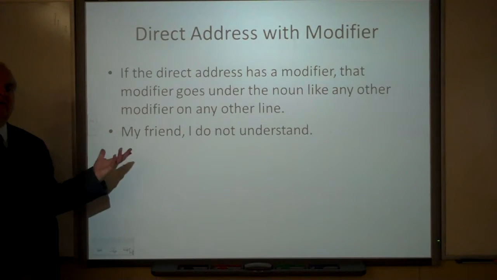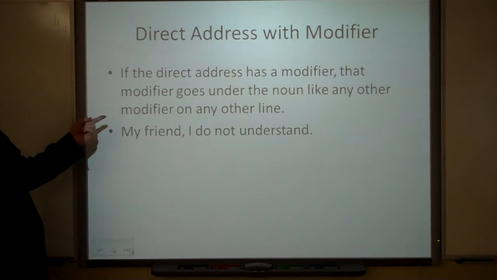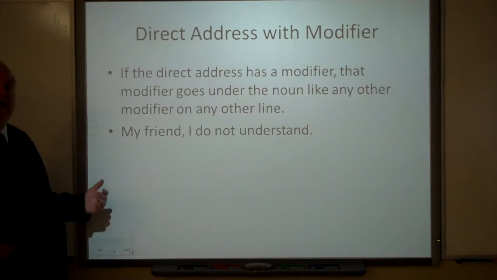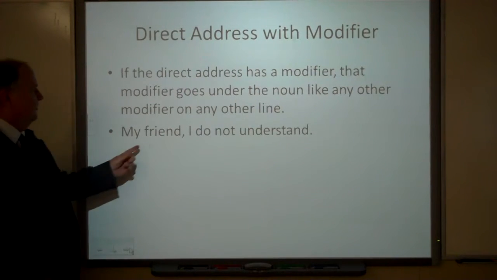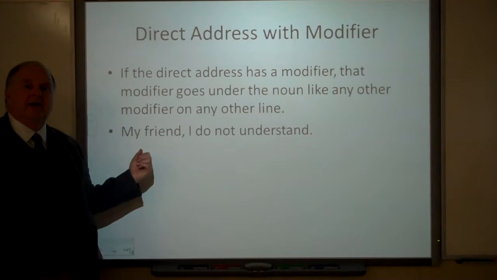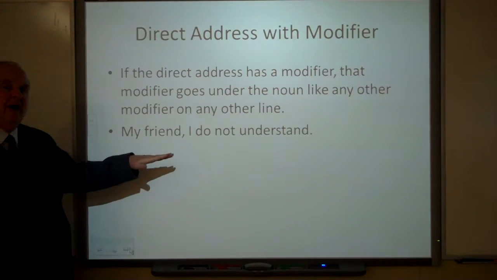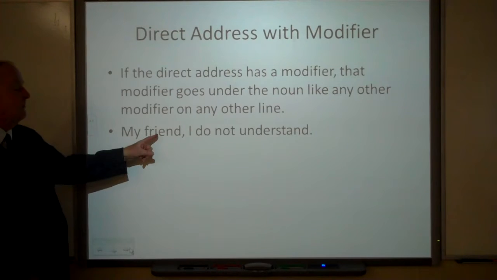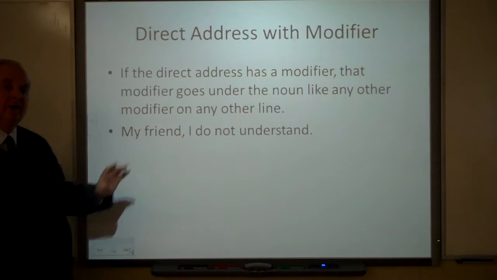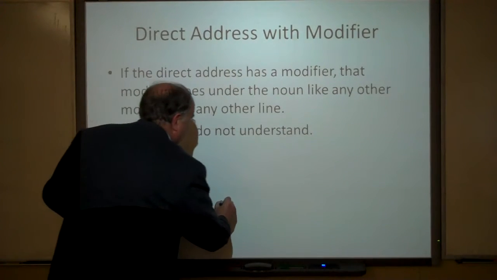Now, here's an unusual instance, but it does happen sometimes. And again, you can see a pattern in principles here. If the direct address has a modifier, it sometimes does, the modifier goes under the noun just like any other modifier on any other line. So, my friend, I do not understand. In this case, my friend is the direct address. So it's going to go above the main line on a line parallel to the subject, but friend is the main word of that, and my modifies friend, so that'll go on a diagonal under friend, just like any other modifier.